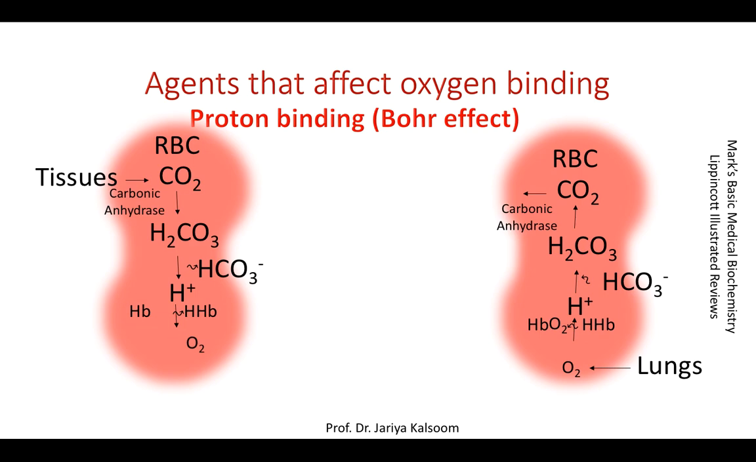Thus, in tissues in which the pH of the blood is low, because of the carbon dioxide produced by metabolism, oxygen is released from hemoglobin. In the lungs, where the pH of the blood is higher because of carbon dioxide being exhaled, oxygen binds to hemoglobin.